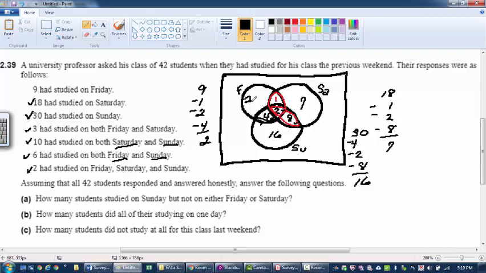So now we're ready to answer our questions. Let's take a look at A. How many students studied on Sunday but not Friday or Saturday? So Sunday, I'll try to use a different color. Sunday is here, but we have to take away Friday and Saturday. So we're only going to look at this region right here inside. So that leaves us with 16.